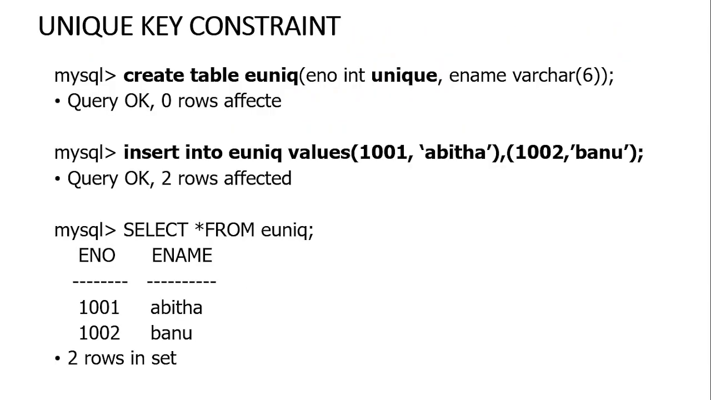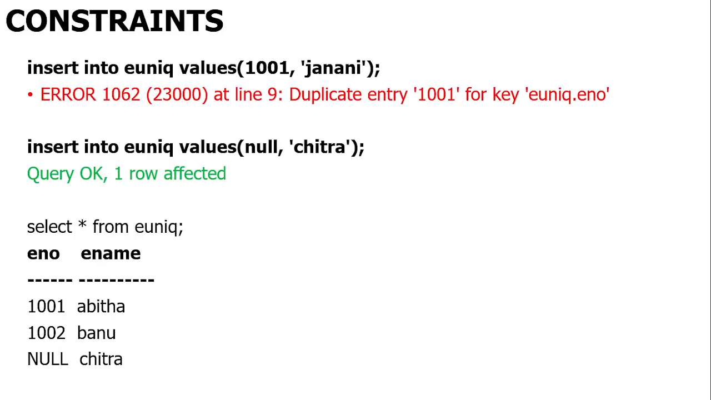So I say that E number is unique. I insert the values. Now 1001, 1002 is inserted. If I want to repeat 1001, it is showing that it is a duplicate entry. But we can insert a null value.